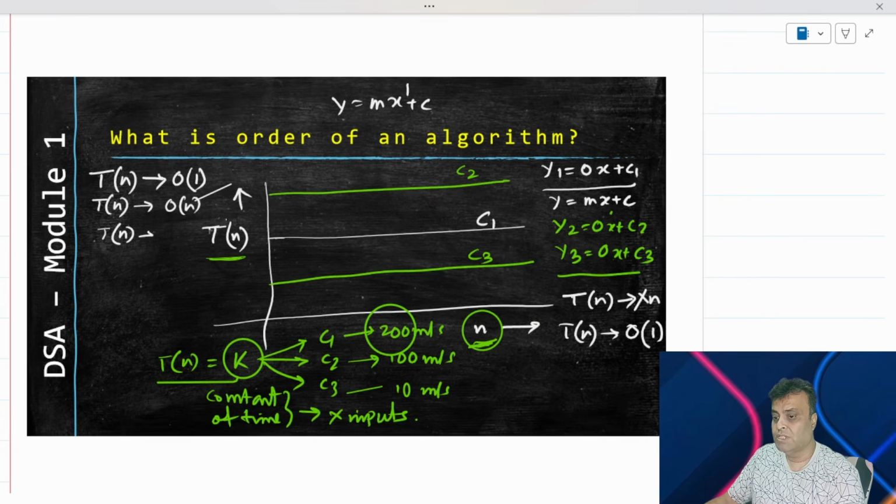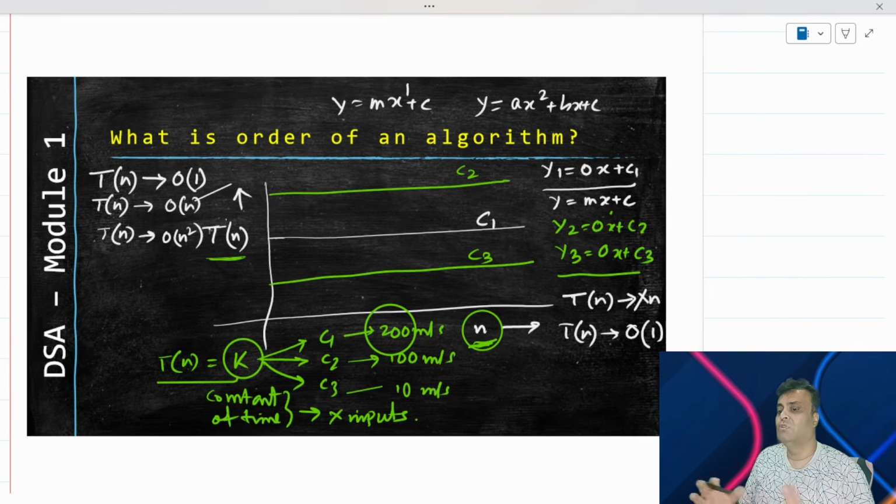We have also established that we can still write order of n square if we have the time taken represented by the polynomial like this, which is a quadratic equation. So then we can establish that the time taken by an algorithm is typically of two kinds. One, which is constant, where it doesn't follow any kind of inputs that are given to it.